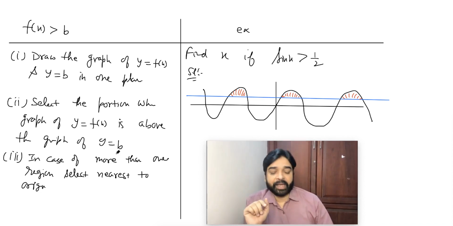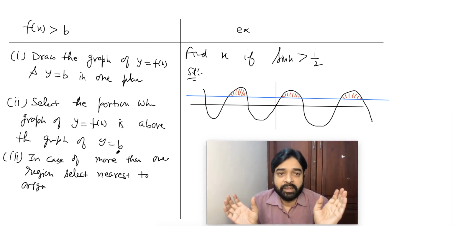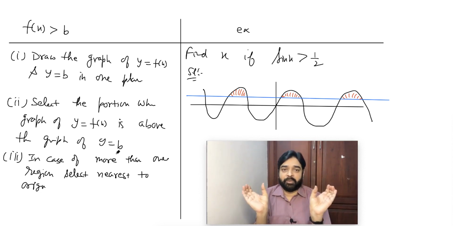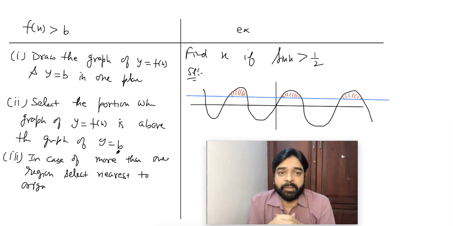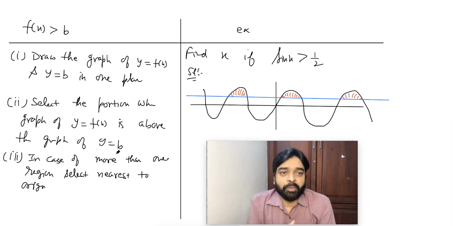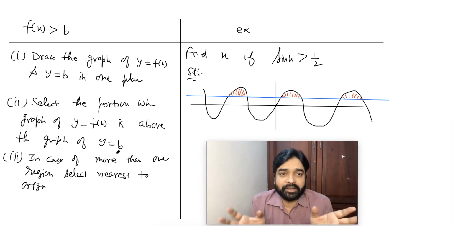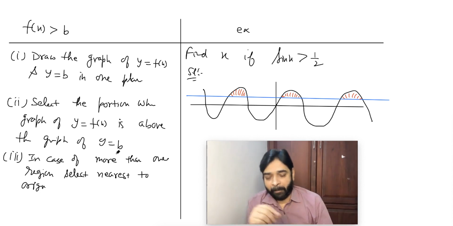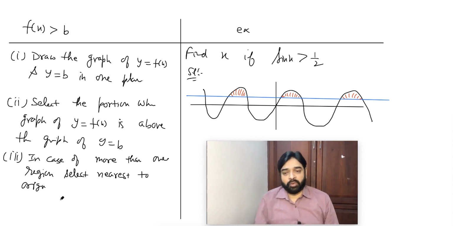I am not writing it, but I can tell you orally. Sometimes a situation can come where two regions are nearest to origin: one region on the right side, another on the left side, at the same distance from origin. Then you have to give the preference to the positive side region, because of the principal value, try to recall principal value. This is the logic: if two values came at the same distance, we always give the preference to the positive side. And that's what I did here. So in case of more than one region, select nearest to origin.